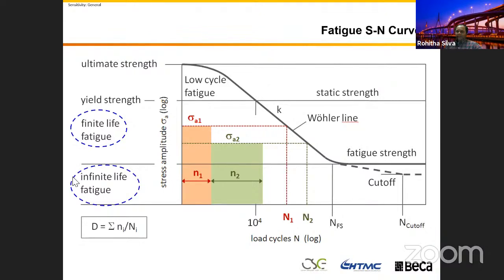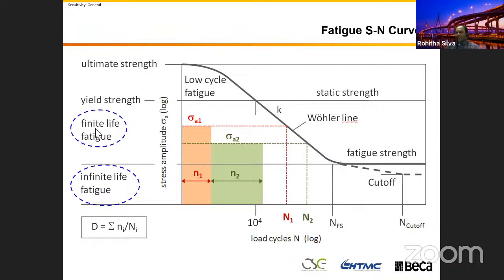And on your left-hand corner, you can see I mentioned infinite life fatigue. What does that mean? Infinite life in the sense you can have any number of stress cycles in your structure. It's not going to collapse because you make sure the fatigue stress in your design is less than the fatigue strength. Therefore, it can have an infinite life. But normally when we design a structure, we are not going to go there.